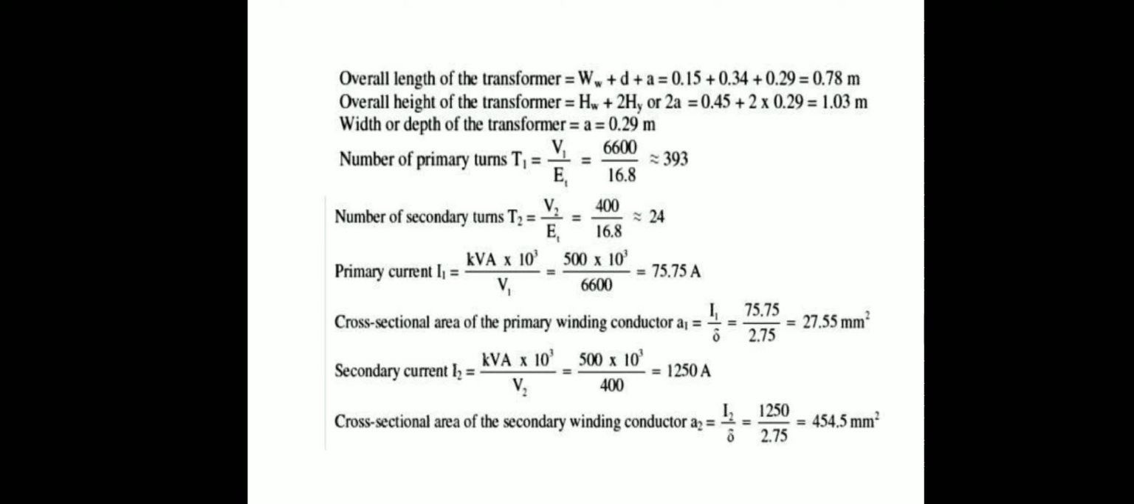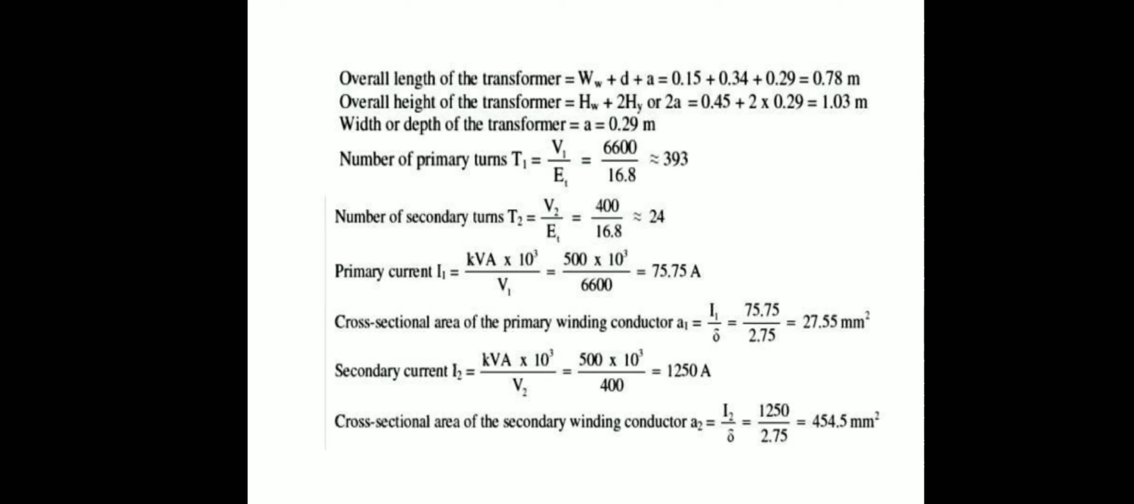Primary current I1 is equal to kVA into 10 to the power 3 upon V1. Put the value 500 into 10 to the power 3 upon 6600, which is 75.75 ampere. Cross sectional area of the primary winding conductor A1 is equal to I1 upon delta. Put the value 75.75 upon 2.75, which is equal to 27.55 mm square.